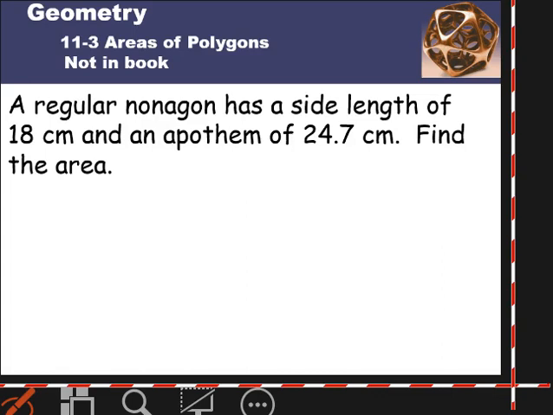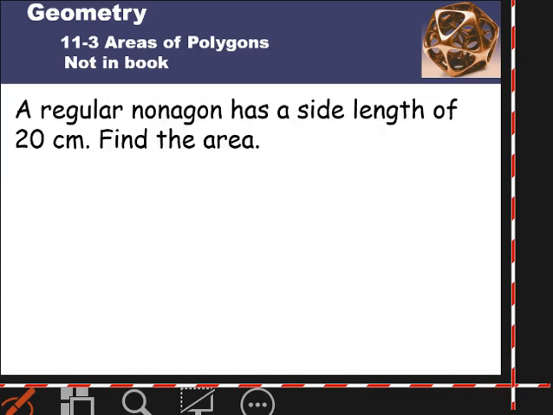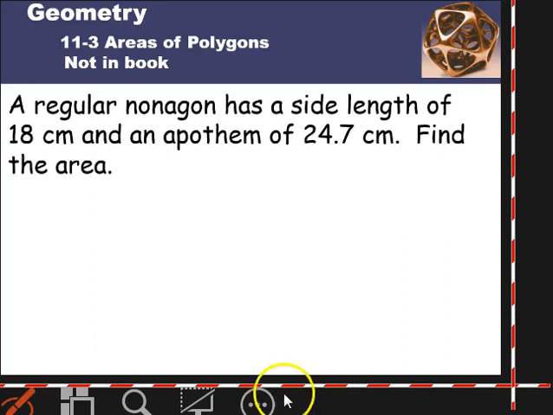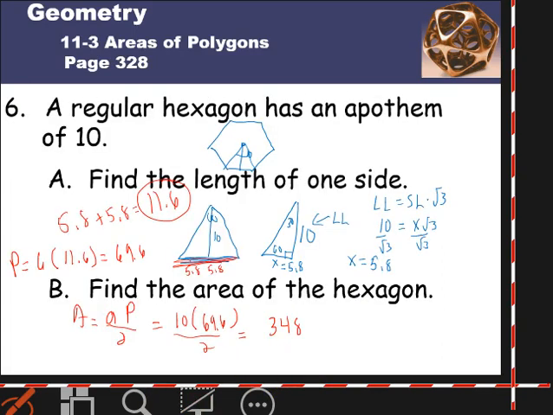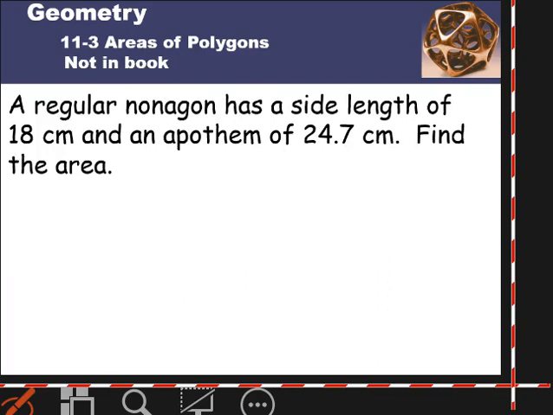Okay, so this one's not in the book. And I think we're going to scrap it. I'm going to do these two when I get back. Oh no, this one's good. I'm sorry. Never mind. This is easy. We're not scrapping it. We're doing it.